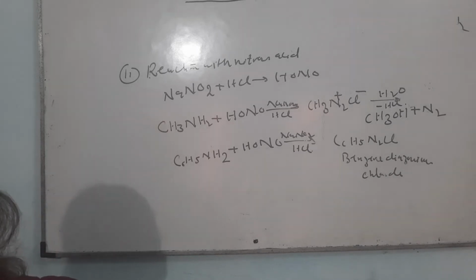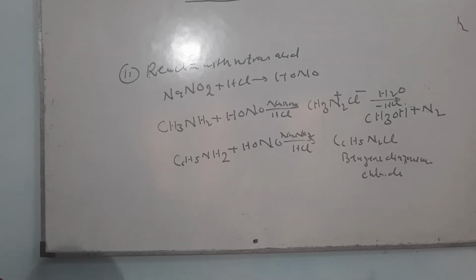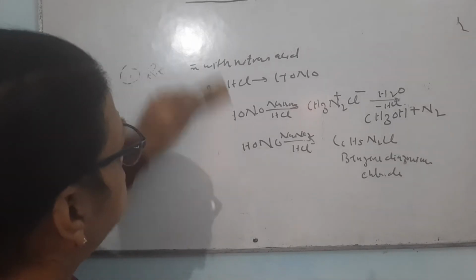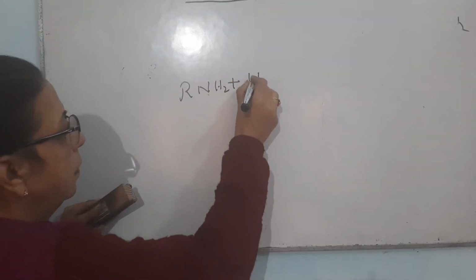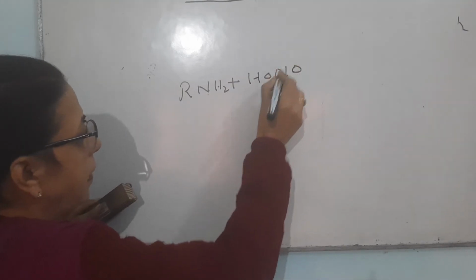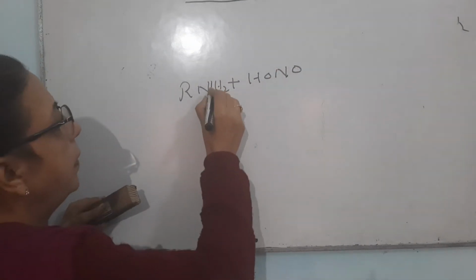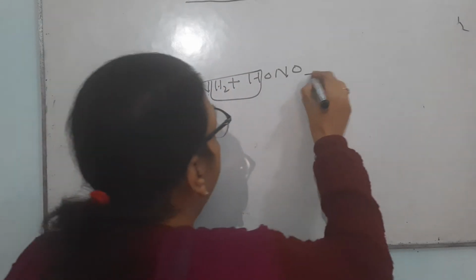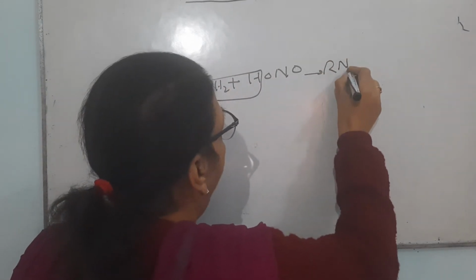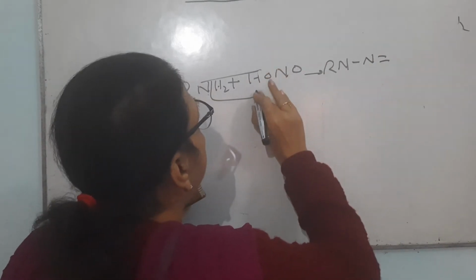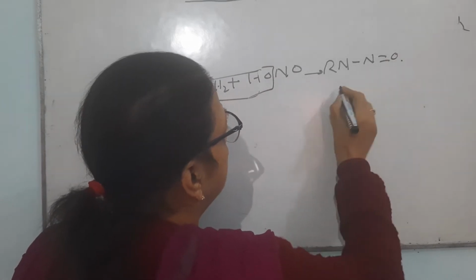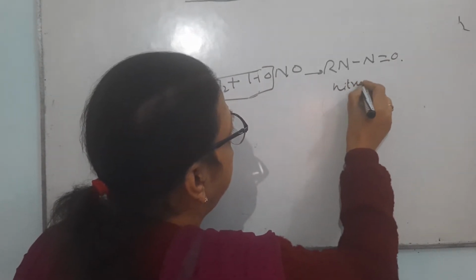If I write the reaction for secondary amine, there will be formation of nitrosamine. The reaction is R2NH plus reaction with nitrous acid HONO. There will be elimination of a water molecule. It will be R2N-N=O. This is known by the name of a nitrosamine.